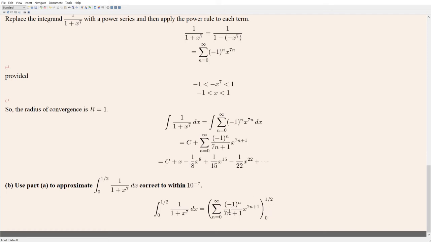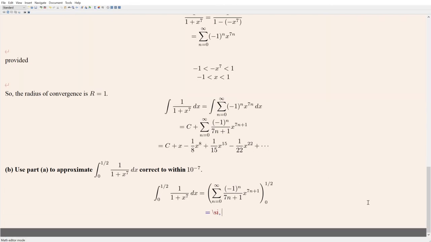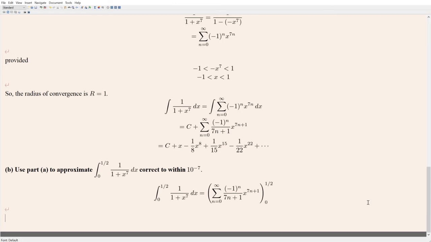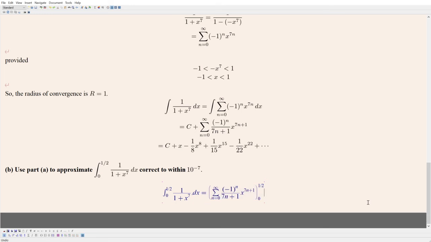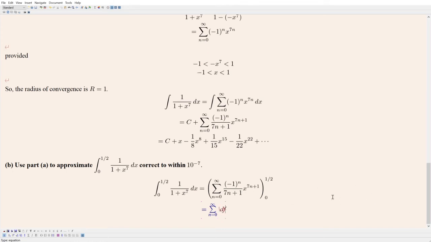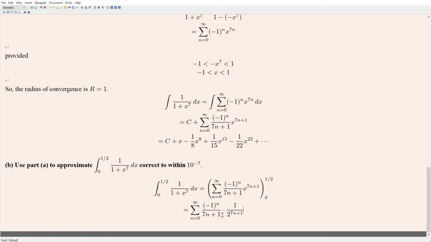So one of the reasons why I did that is because I want to know what this series looks like when I plug in 0. And indeed, you plug in 0, you get nothing but zeros. By contrast, you plug in 1/2, and you're going to get a series. What is going on here? Oh no, I've lost it. Okay, there we go. So you plug in 1/2, and you get, well, 1/2 to the 7n plus 1, like so. Okay, so now we need to evaluate this series.